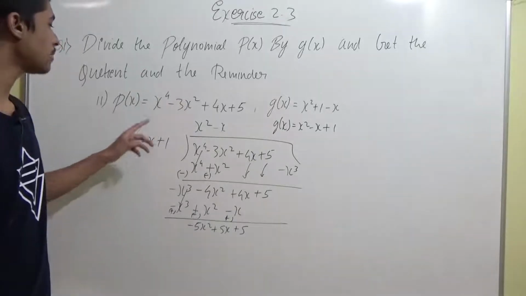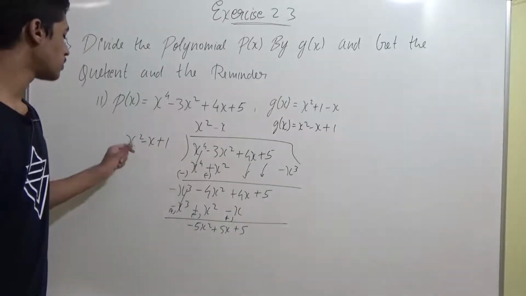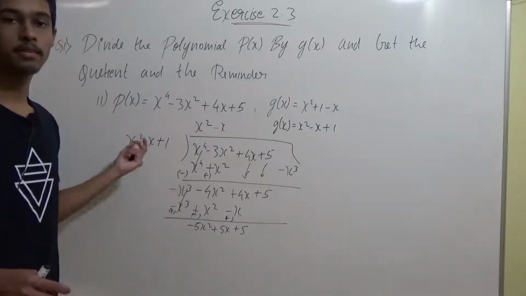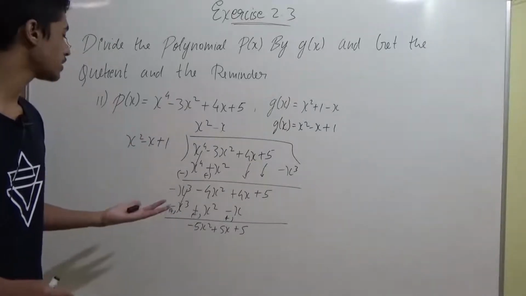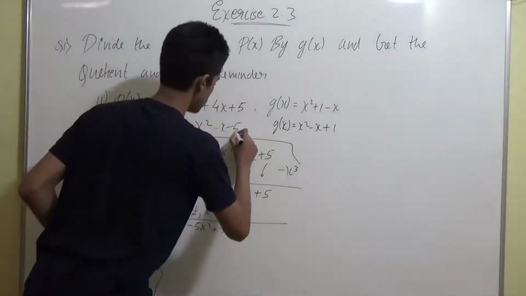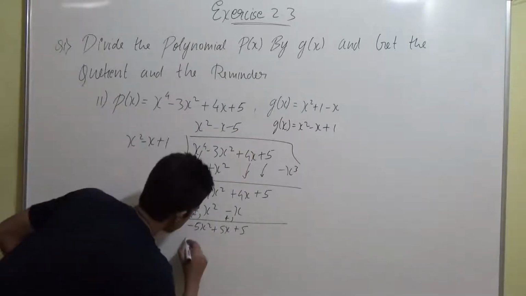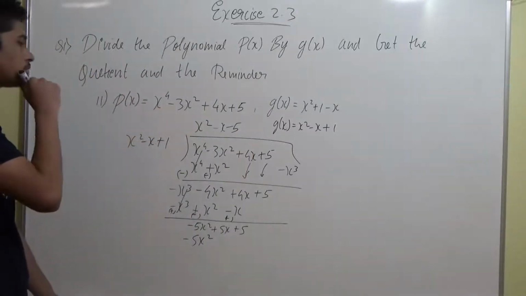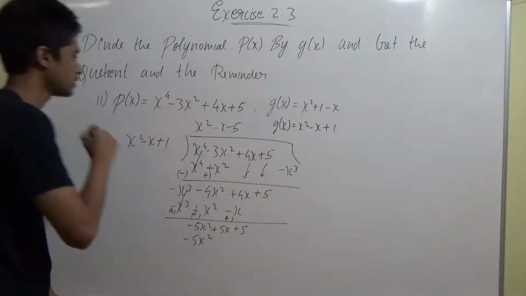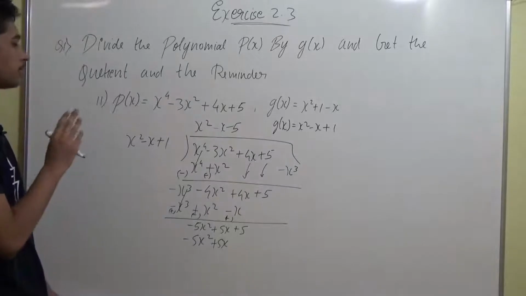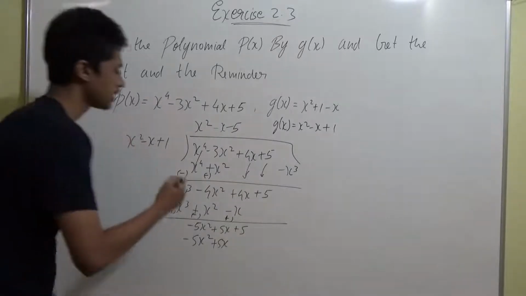So what multiplied with x square is going to give us minus 5x square? It is going to give us minus 5x square. And then minus x into minus 5 gives us plus 5x. And then plus 1 into minus 5 gives us minus 5.